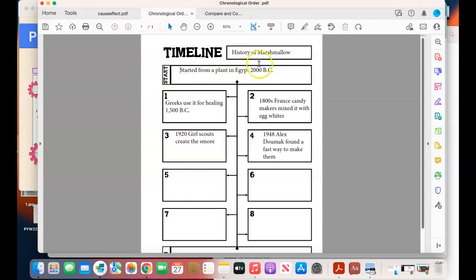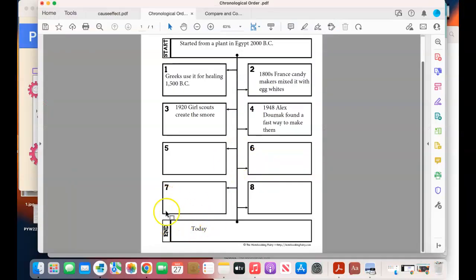So it started in Egypt, 2000 BC. Greeks used it for healing in 1500 BC. Then France mixed it with egg whites. Then Girl Scouts created the s'more. And then Alex founded the fastest way to make them and package them and extrude them. Okay? So those are my big events, and then I have how it is today.